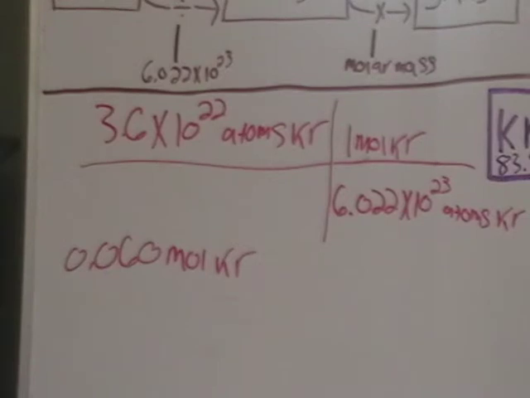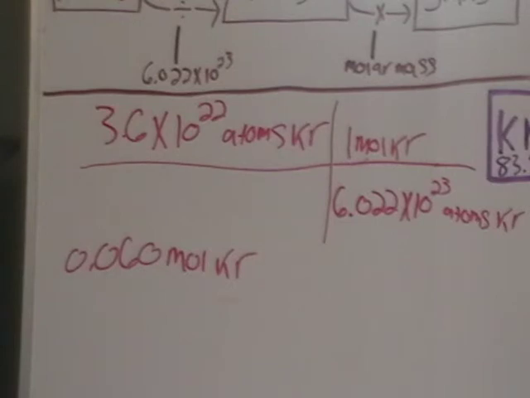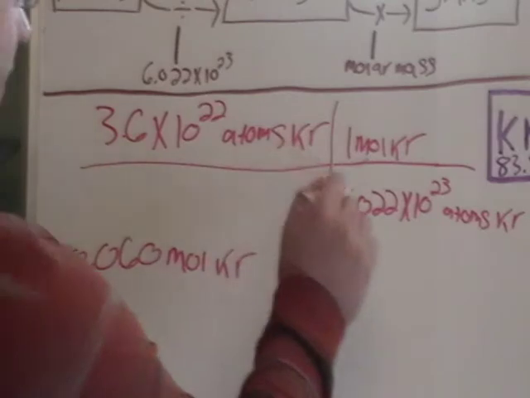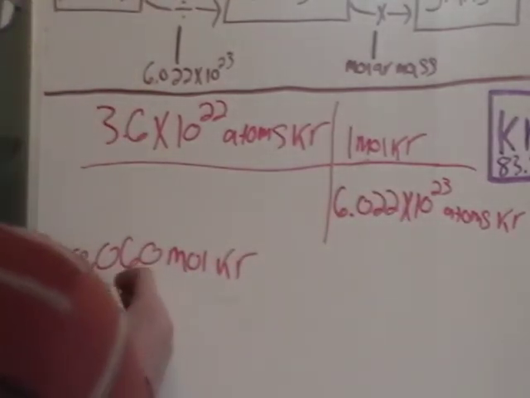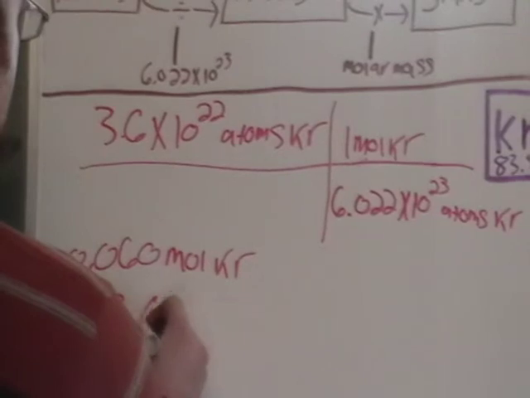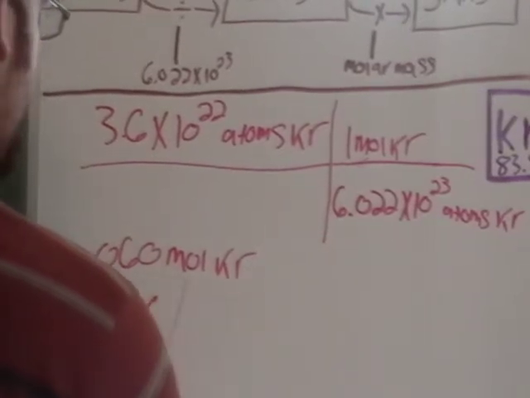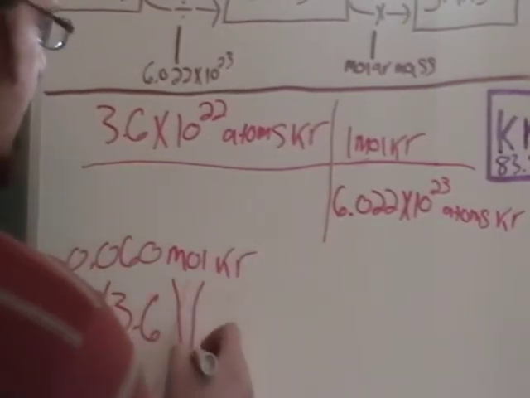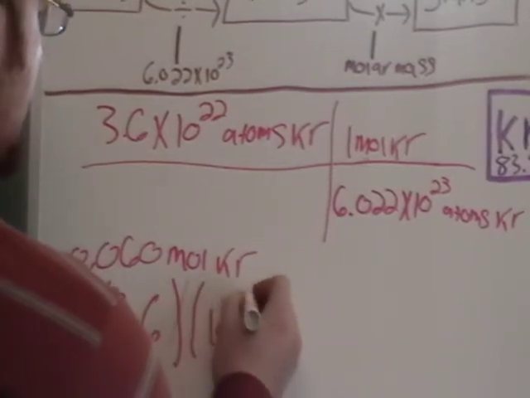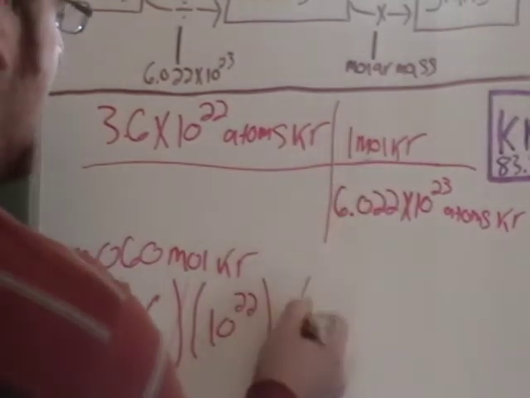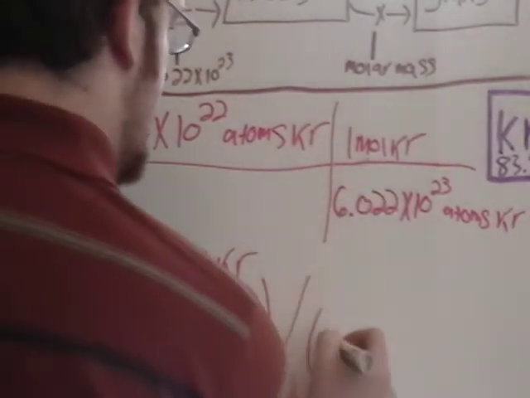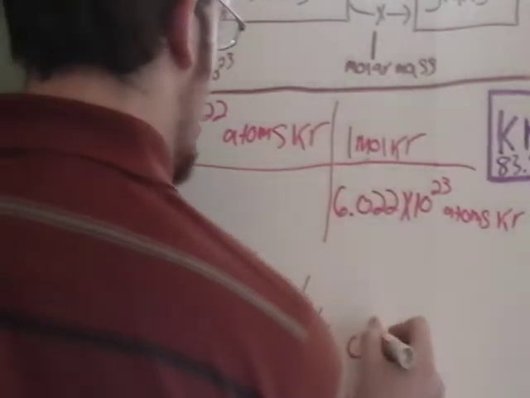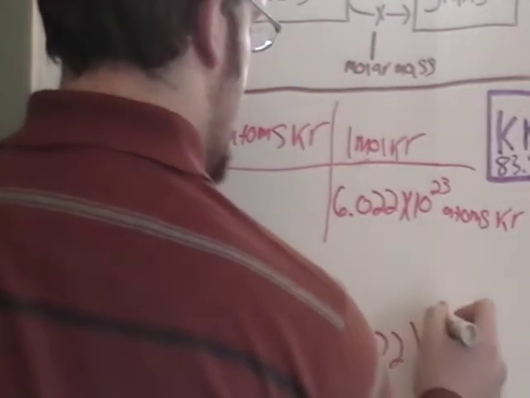Now, one thing I want to point out, I want to specify that if you plug this conversion straight into your calculator, you're not going to get this answer. What you need to do is you need to use parentheses or something like that. So how I would plug this into the calculator would be like this. We'd have our 3.6 parentheses times 10 to the 22nd, and we're dividing that by Avogadro's number, which is 6.022 times 10 to the 23rd.